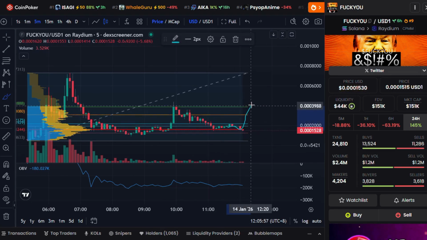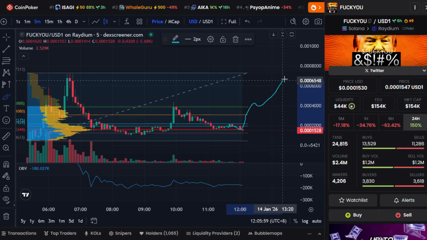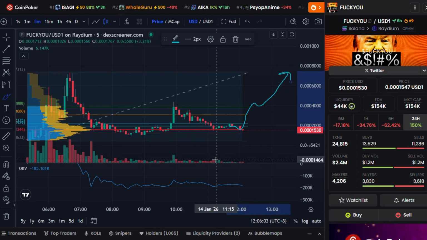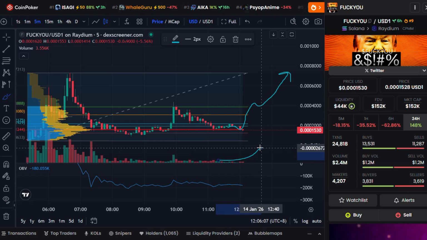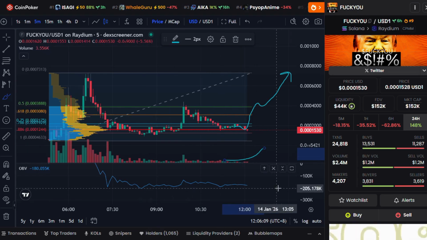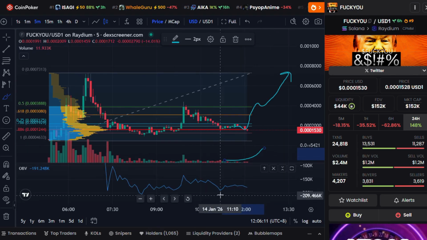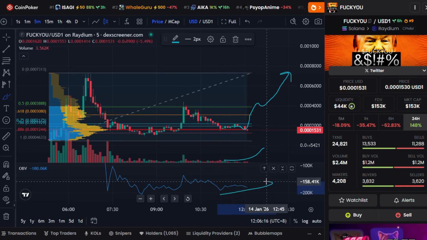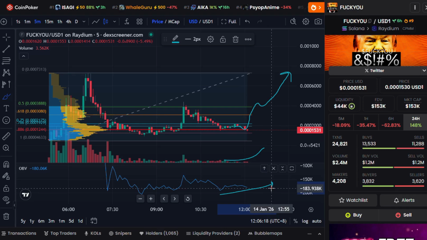At the same time, I want to see confirmation from volume. On the volume histogram, we want to see increasing participation, and on the on-balance volume, the OBV, we want to see higher lows and continued upward movement, showing that accumulation is taking place rather than distribution.